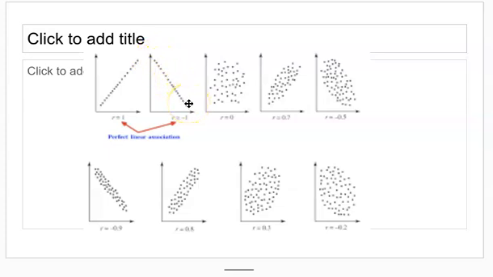Let's say we graphed 50 cities, and they fell on a perfect line like this, negative: as one goes up, the other goes down. That would be a perfect negative correlation. Again, in real life, that doesn't really exist.